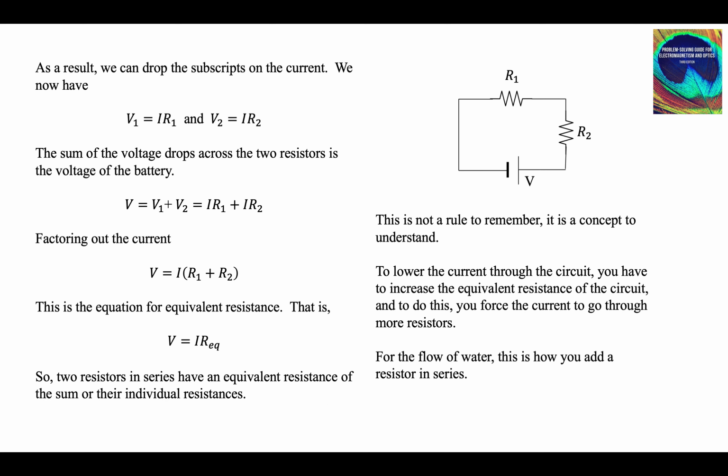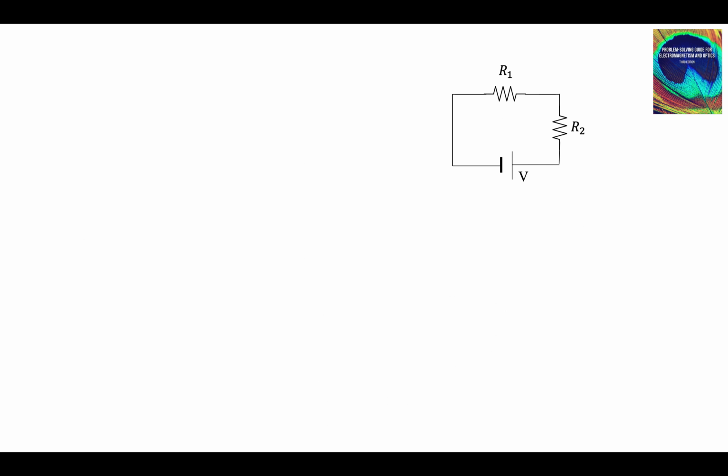If you're talking about the flow of water, the length of the hose is certainly a resistor. And if you want to add more resistance, you crimp it. It's like adding a resistor in series. The flow is going to drop. All the water has to go through that crimp. There's no branching.